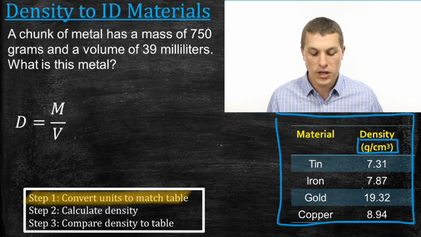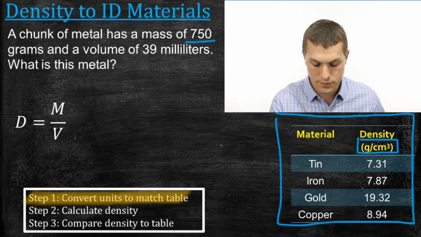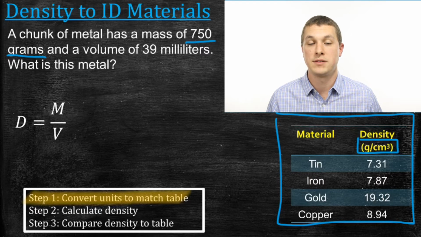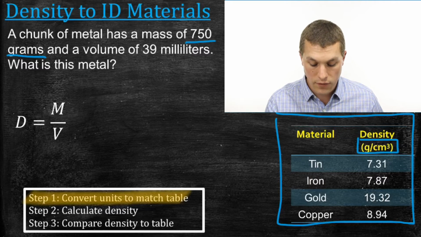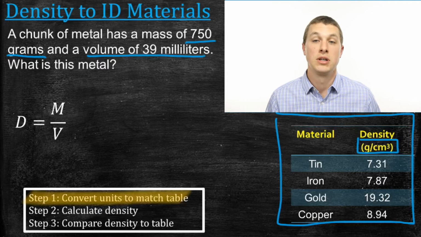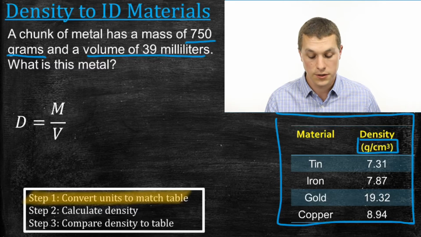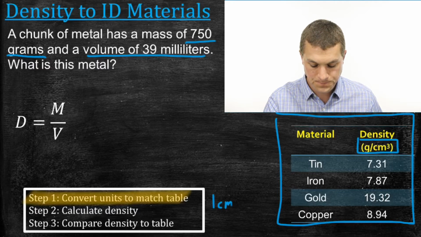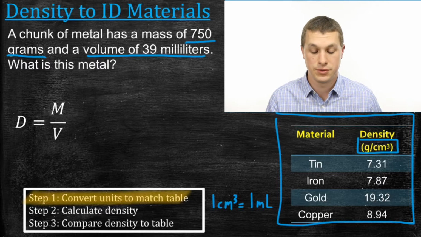Okay, so we know that this chunk of metal has a mass of 750 grams. And so notice our mass already matches. The table we have has density in terms of grams per cubic centimeter, so our grams already match, no problems there. When we go to our volumes, however, we see that our volume's in milliliters. So the very first thing we need to do then is make our milliliters into cubic centimeters. Conveniently, it turns out that 1 cubic centimeter is exactly equal to 1 milliliter. So that makes this conversion really easy.